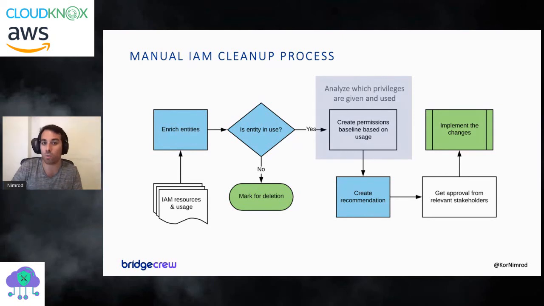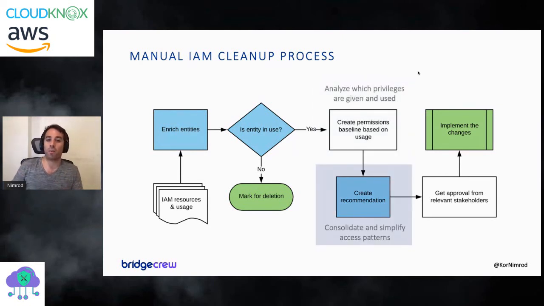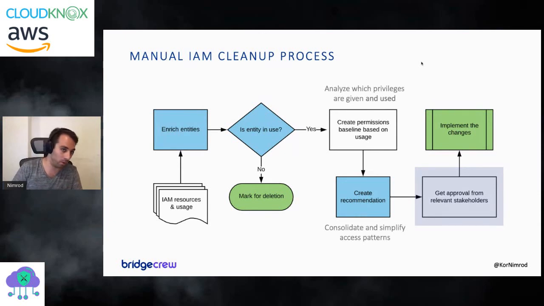If it is in use, we're leaving it as is. The third one is to create a recommendation that usually included a very large workbook with a few sheets in it that describes what we want to do for each entity with a few different, I would say, categories. And after we've done that, we'll take that to the relevant account stakeholder or the person who actually uses the account and knows the types of usage in the account for approval.